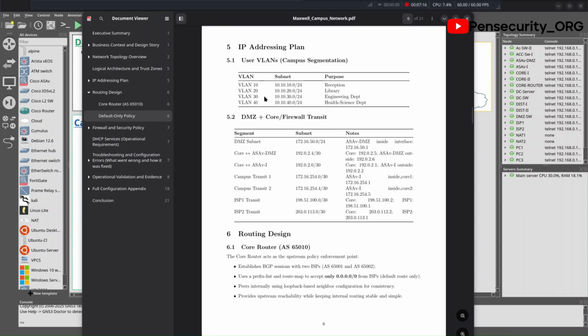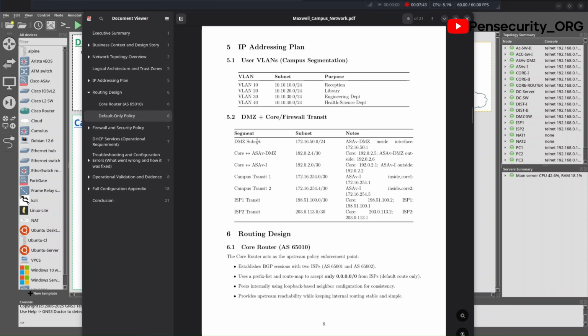But we have VLAN 10, 20, 34. These are regular VLANs that end users will have access to. So we have a reception, a library, an engineering department, and earth and sciences. Earth and sciences and the library are specifically for the students, while the reception area is for the hosts, like visitors, regular people that come around to the university. That's more like security.